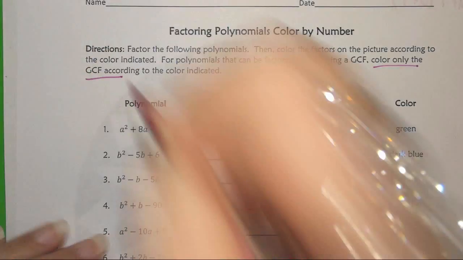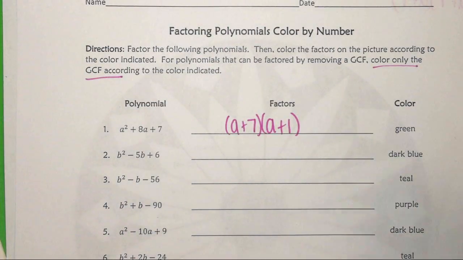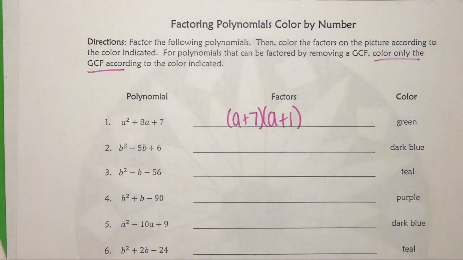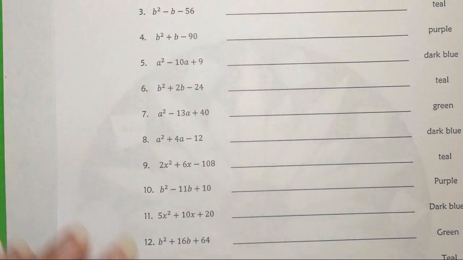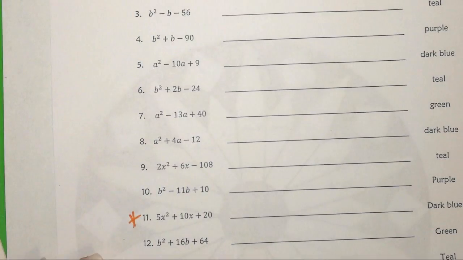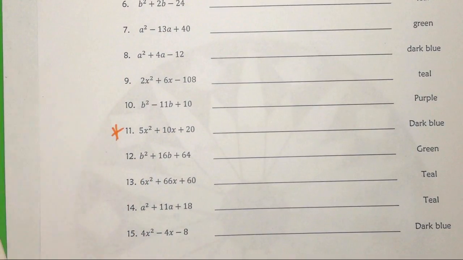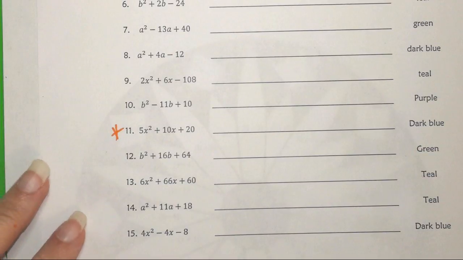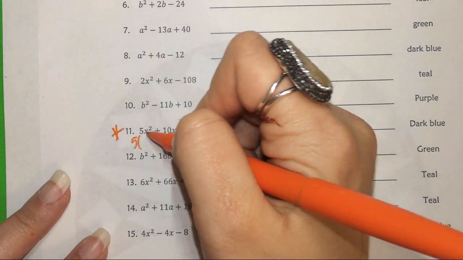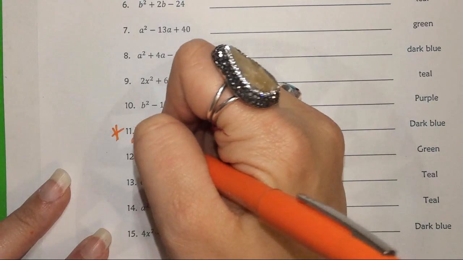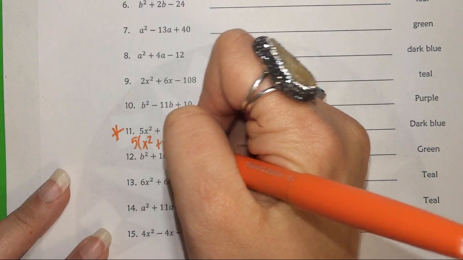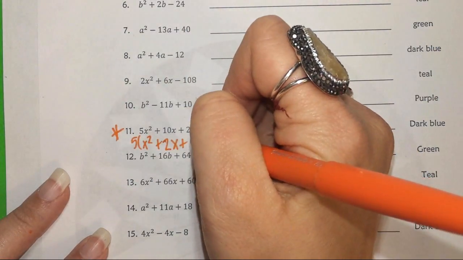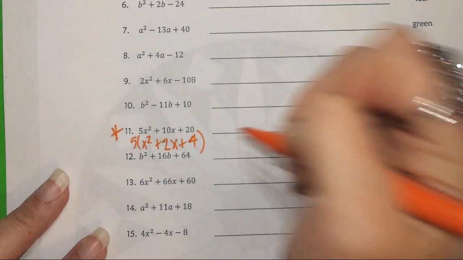Color only the GCF. So the ones that you have to factor out a GCF first, let's see if we can spot those. Look down your list of problems. Number 11. Alright, what's our GCF there? 5. Okay, so everybody would need to factor out a 5 there. So if you do that, what's 5x squared divided by 5? What's 10x divided by 5? 2x. And then 20 divided by 5? 4.